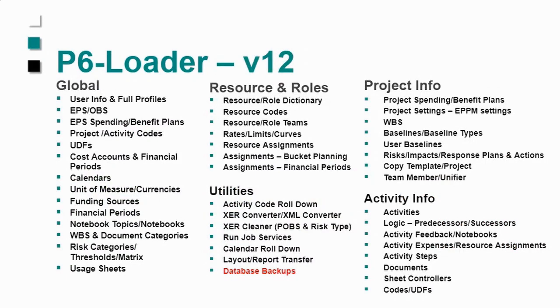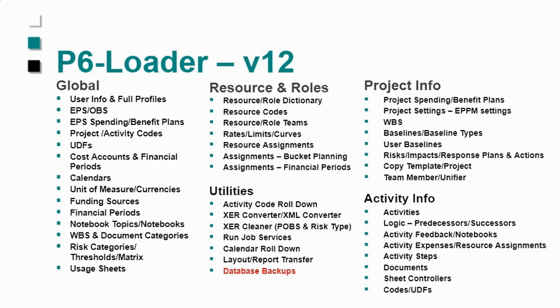So just a high-level overview, or maybe not so high-level overview here. I'm not going to read through all the items, but these are the things that you can do within the system. Now, I'm just going to talk a little bit about the utilities section, because Sue will talk through all of these various areas as we go. But in the utilities, we also have the ability to roll down activity codes and calendars, which means if you have a global calendar, you want to make it a project calendar, you can. Or if you have a global activity code, you want to make a project activity code, you can.